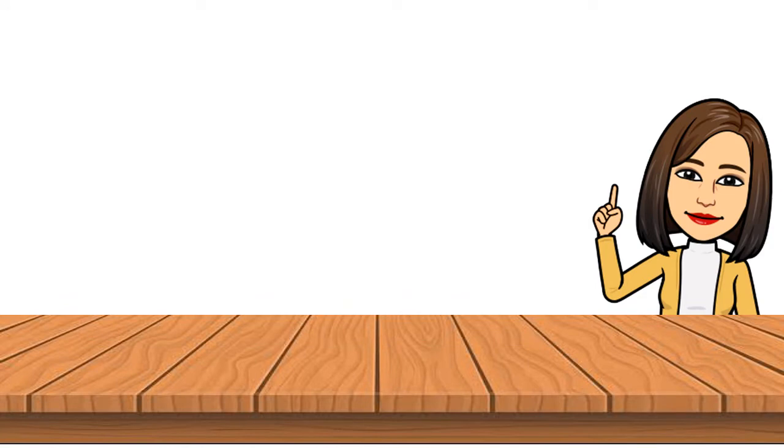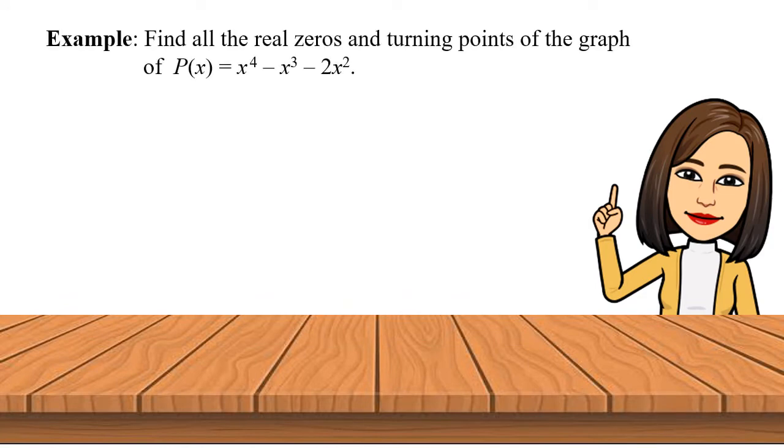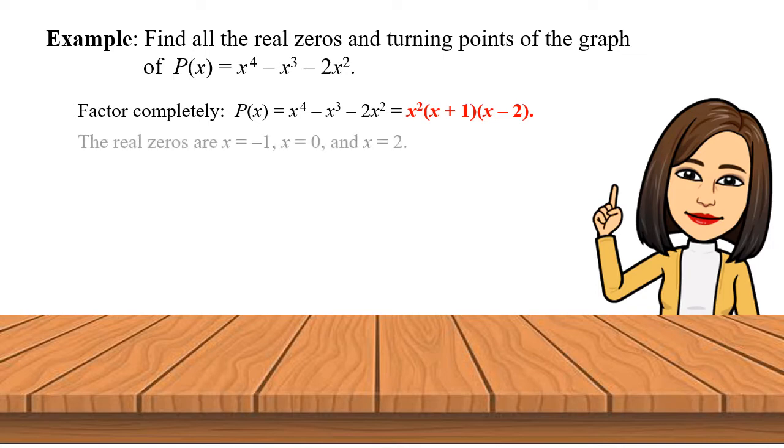For example, find all the real zeros and turning points of the graph of p of x equals x raised to 4 minus x cubed minus 2x squared. First step, factor completely. So we will have p of x equals x squared times the quantity x plus 1 times the quantity x minus 2. So our real zeros are negative 1, 0, and 2.